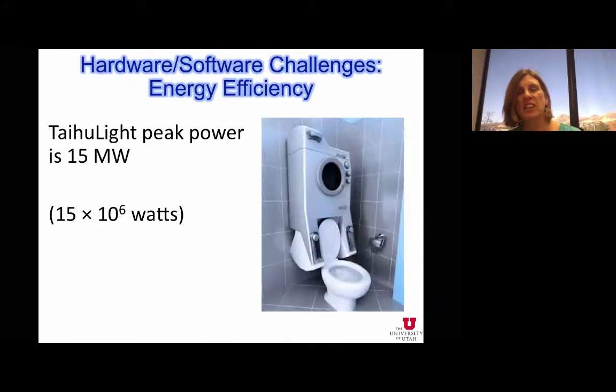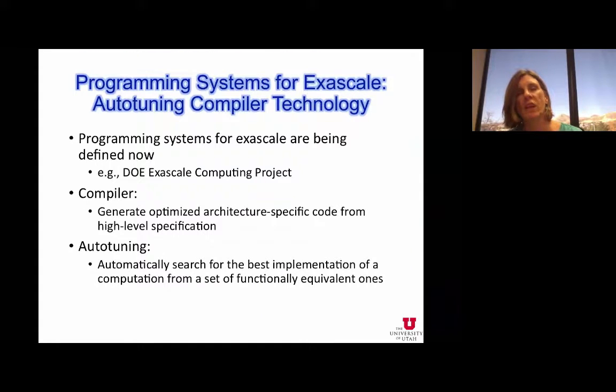So this is my energy efficiency slide, and I couldn't find an energy efficient washer, but I found one that recycles water, and I thought it was kind of interesting. So a hardware-software challenge is energy efficiency, the fundamentally limiting factor to building exascale supercomputers. Taihu Light has a peak power of 15 megawatts, and that's really right at the top of what people are willing to pay for. Okay, so that's setting the stage with laundry, and now I'm going to get into the technical part of the talk.